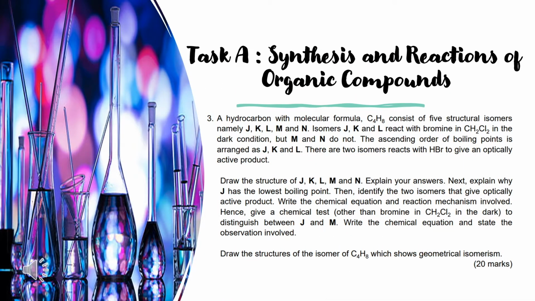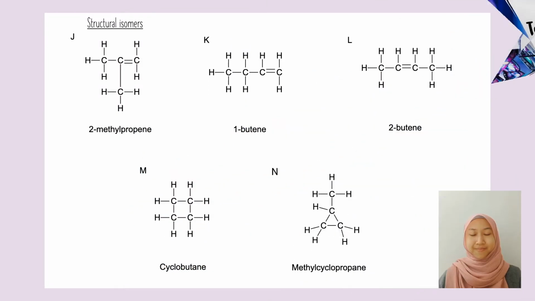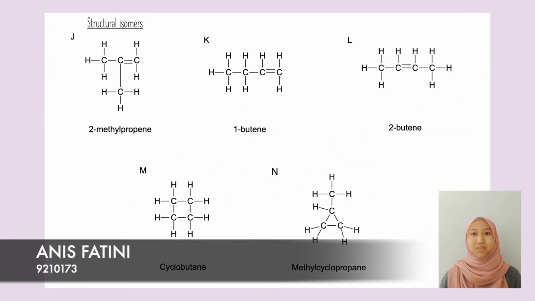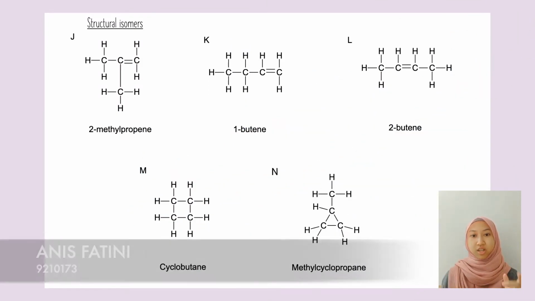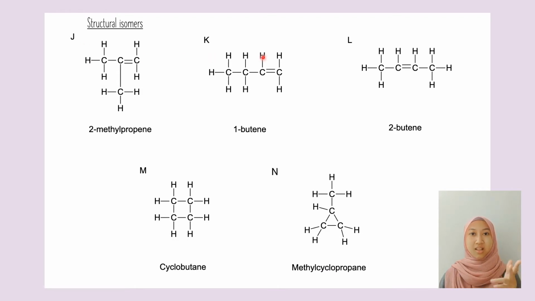So, here is our question. Bismillahirrahmanirrahim. Our first question is to draw the structures of J, K, L, M, and N, which are the isomers of butene. J is 2-methylpropene, which has chain isomerism because of the double bond located at the first carbon in the longest chain, which is propene, and there is one substituent located at the second carbon, which is methyl.